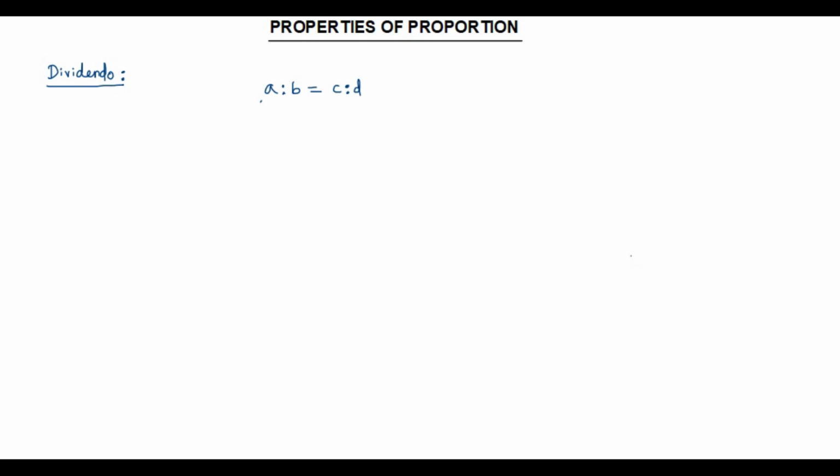Okay, now I take the ratio A is to B. In this ratio, what I am going to do is I am going to subtract the second term from the first term A. I get A minus B. Now I form a new ratio with A minus B as a first term, B as a second term.